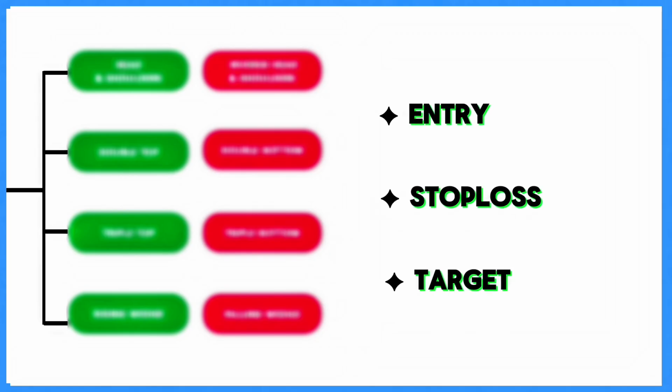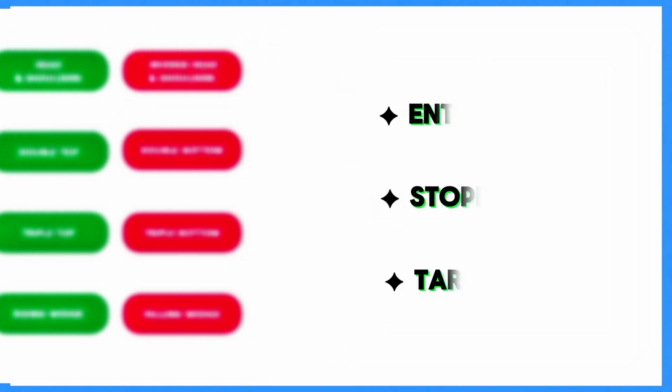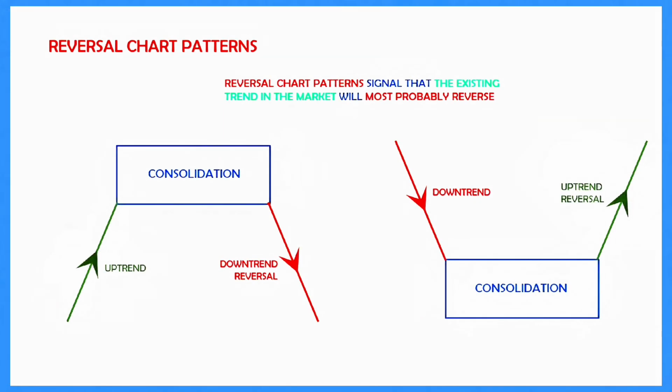If you don't already know what reversal patterns are, as the name suggests, these patterns indicate that the current market trend is likely to reverse. In simple terms, they signal that the market might take a U-turn in the opposite direction after the pattern is completed. Most of these reversal patterns form during consolidation phases within a trend. It's like the market is saying, "I'm tired of moving in one direction. Now it's time to switch."